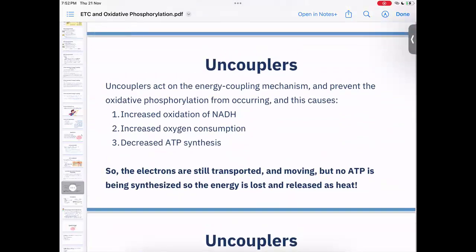Now we move on to the uncouplers. So the inhibitors inhibit the chain itself. They act on complex 1, complex 4, and ATP synthase. Uncouplers, on the other hand, mess with the process of oxidative phosphorylation.